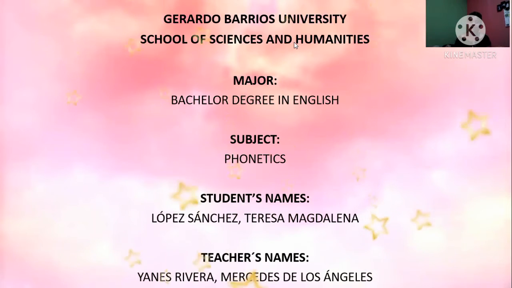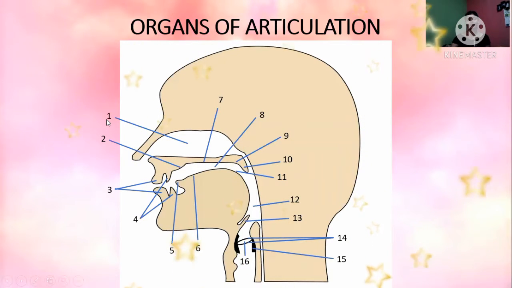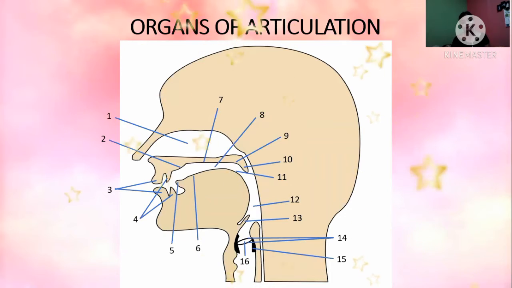I'm going to explain a little about the organs of articulation. As you can see, I have a diagram of the organs of articulation, and I have listed the parts from 1 to 16 in order to explain a little about each organ. We start with number 1, the nasal cavity.